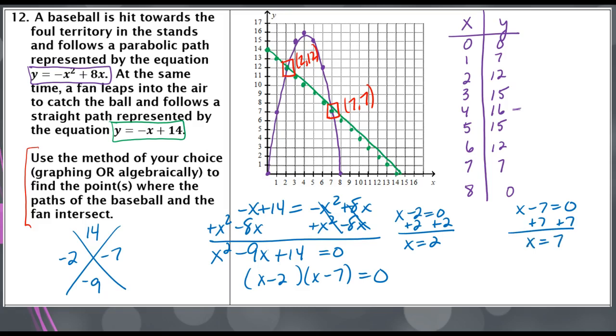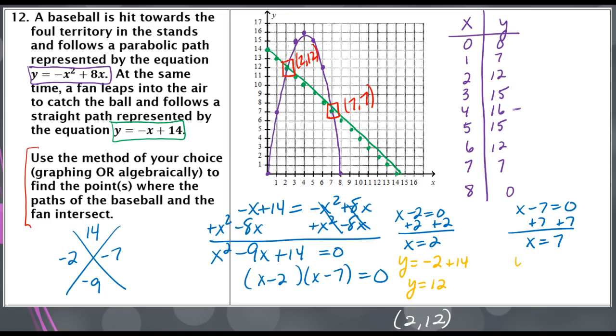So I have my x coordinates. Now I need to plug those back in and figure out my y coordinates. So if I start with x equals 2, I'm going to choose to plug it back into the equation that has the green box around it. So I would have y equals negative x, which is 2, plus 14. So my first solution for y is 12. That means the point 2, 12 is one of my solutions.